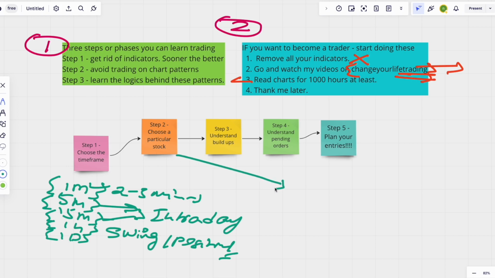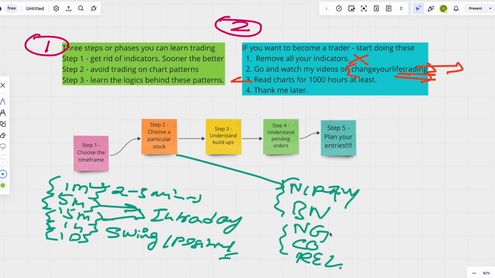Second, choose a stock. Either it can be any index like Nifty, Bank Nifty, maybe it can be any commodity like natural gas, crude oil, or any stock like Reliance. So from now on, you are going to choose any one of the stocks or indices or commodities from this list. No hurry, you can take your time, maybe days, weeks, or months, to choose any of the stocks, but you have to choose only one. Okay?